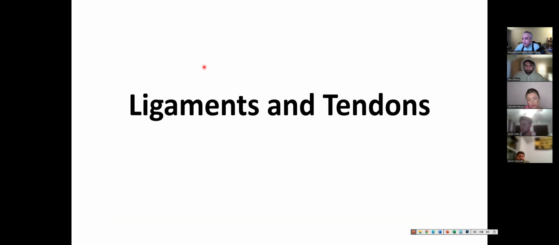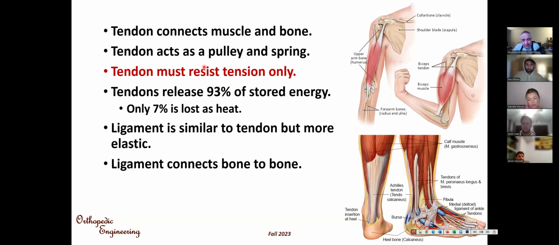Any question up to now? No? The next structure is tendon and ligaments.